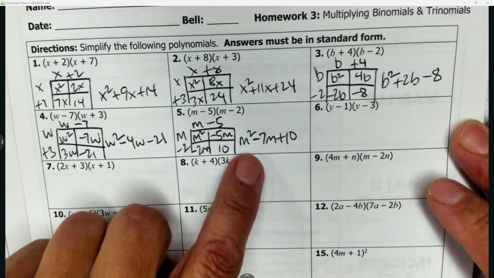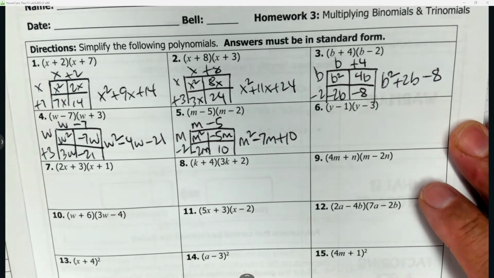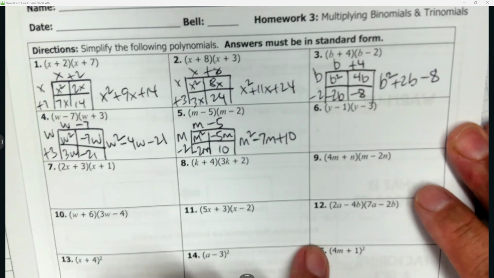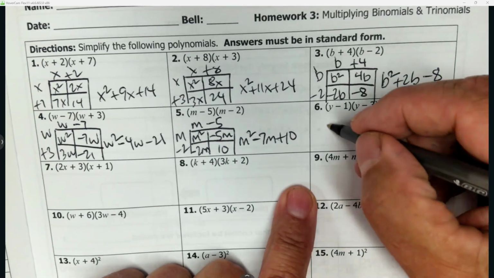The next lesson we're going to learn to go backwards, which is factoring. So can you start with this and end up with this, a product at the beginning? That's called factoring. So again, we're going to FOIL.